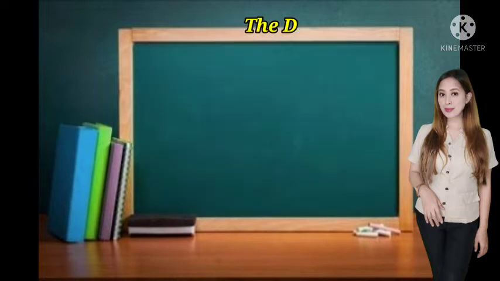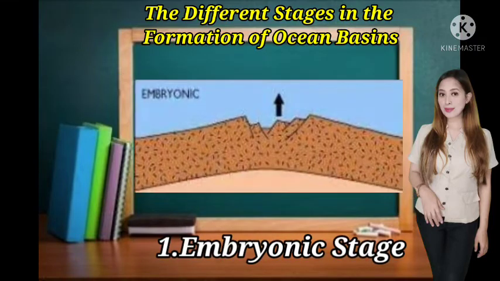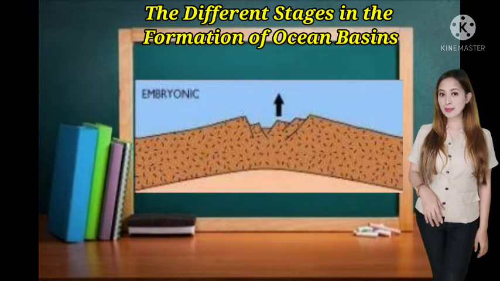So let us talk about the different stages in the formation of the ocean basins. First off, we have the embryonic stage. Just like its name, embryonic is the first stage of ocean basin evolution. In this stage, the rift valley is formed while the continent begins to split. Before the ocean basin experiences the rifting and volcanic activity at the beginning, the movement that appears in this stage is the uplifting of the bottom part of the ocean. And this kind of movement allows the formation of the rift valley and the splitting of the continent.